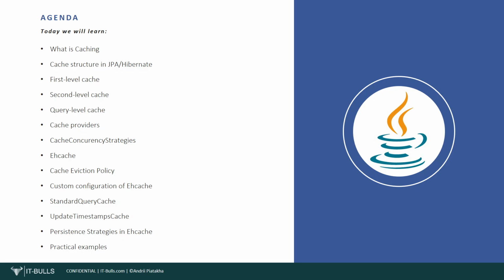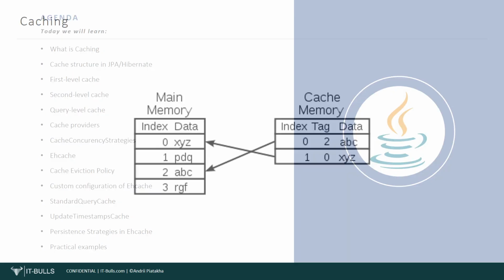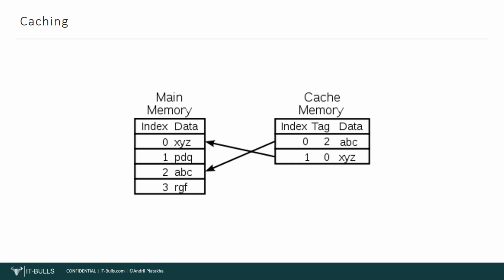During the review of examples, we'll talk about different cache concurrency strategies and cache eviction policies. Also, I will explain what a standard query cache and update timestamp cache are. I will show you custom configuration of Ehcache. We'll learn persistence strategies in Ehcache. We have a lot of things to learn today. Let's start our lesson. Let's start from understanding what caching is and why we need it.